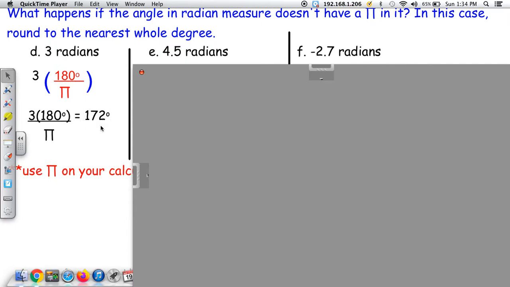So you may get 171 degrees, or 169 degrees, or 174 degrees, but if I had used the entire pi, it would have been this. And on the test and on the finals, that's what's going to be the correct answer. So try it on your calculator now and see if you get the same thing.